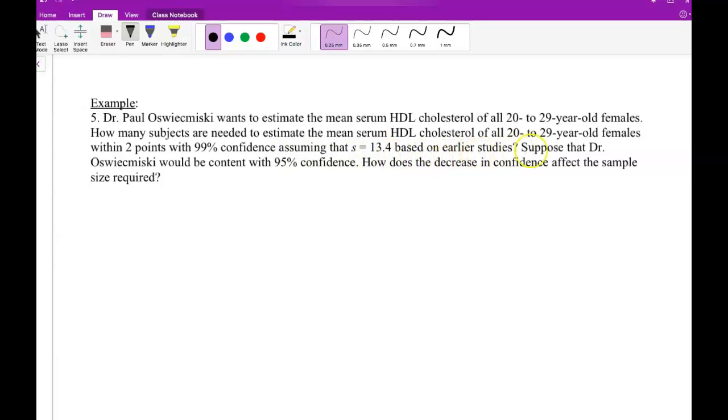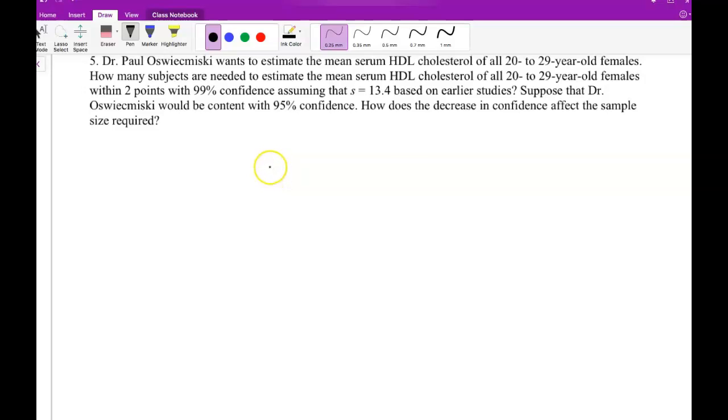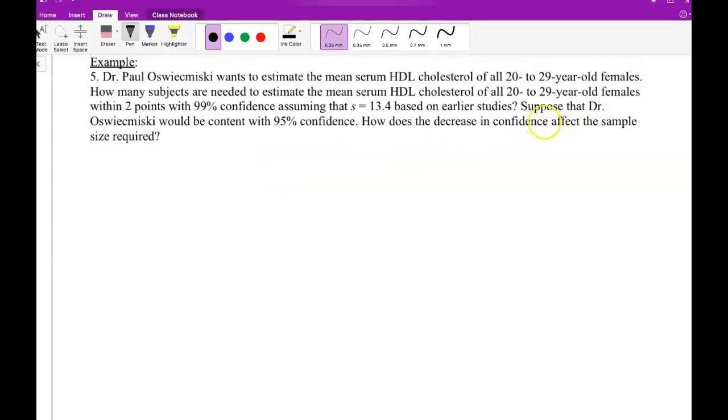Okay, then suppose that this doctor would use 95% confidence. Then how does the decreasing confidence affect the sample size required? So first we're going to use 99% and then we have 95%. So we have 2 parts, and we need to find what the sample size is, and how this confidence will affect the sample size.